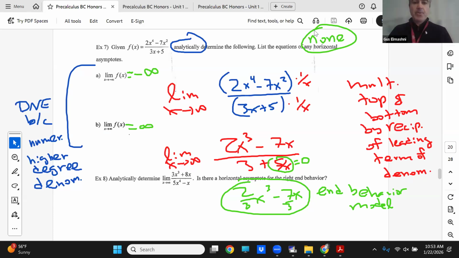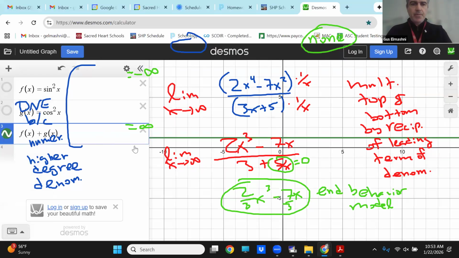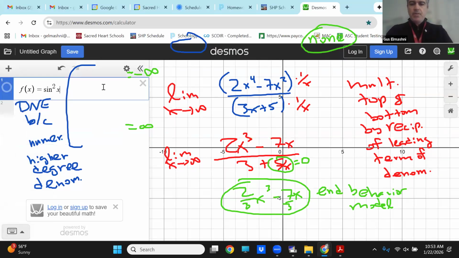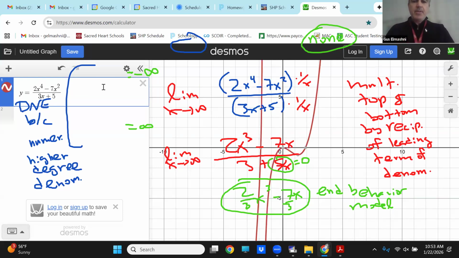I'm looking at time. Let me pull this up in Desmos so you guys see what's happening. So y equals 2x to the 4th minus 7x squared, and down below we got what? 3x plus 5. Okay, thanks.